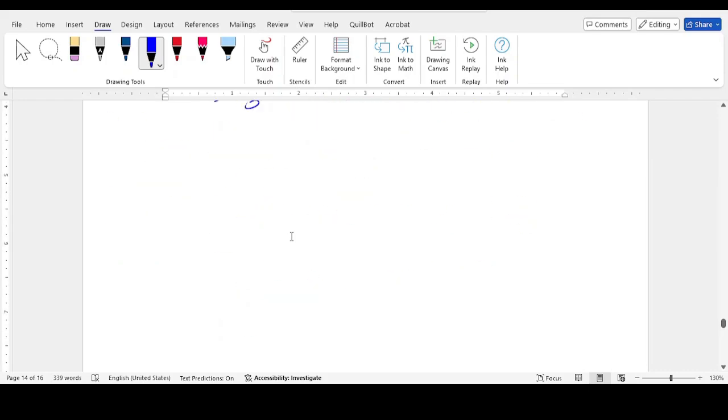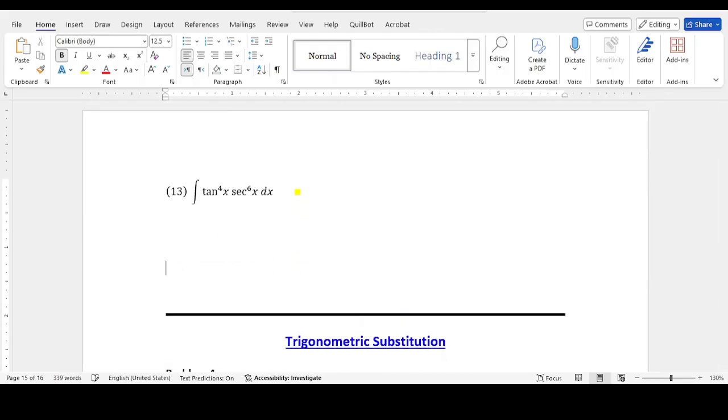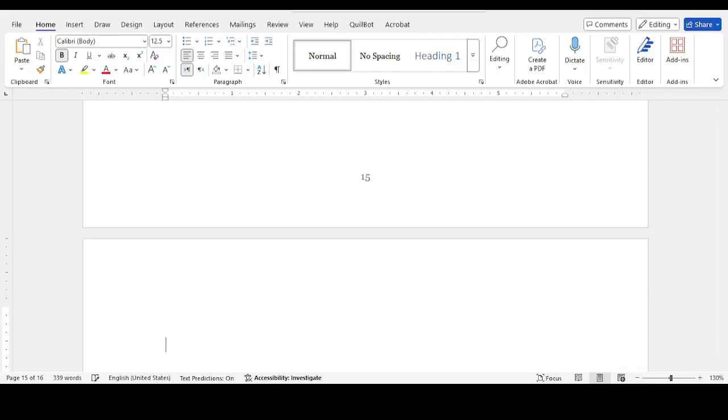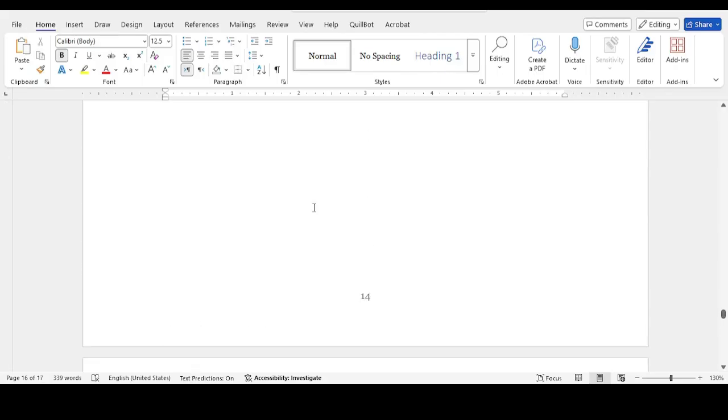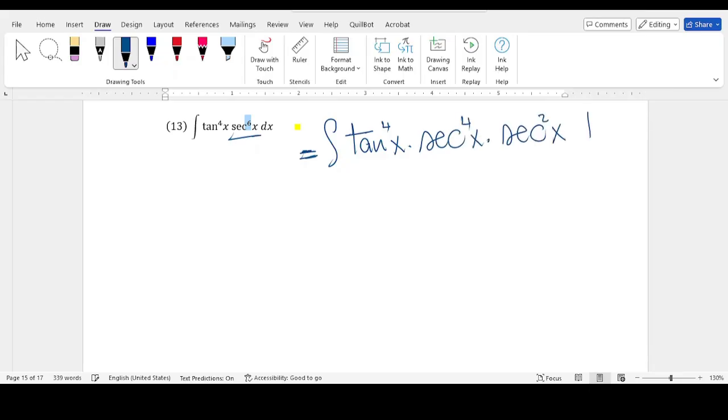Okay, going to another problem to solve. Here we have the integration of tan to the power 4 times sec to the power 6. Both the powers for sec and tan are even, but we are focusing on the even power of sec. Here the power of sec is even, so we will split sec power 2 from this sec power 6 to write it as tan to the power 4x multiplied by sec to the power 4x times sec to the power 2x dx.